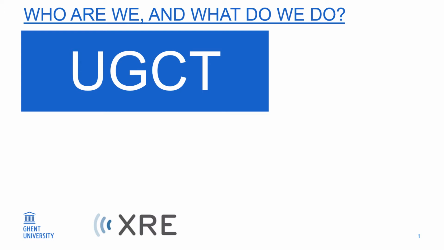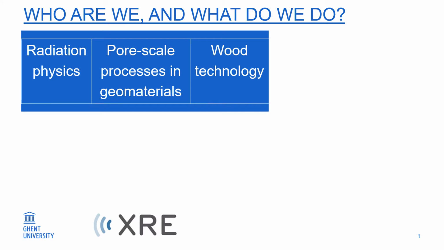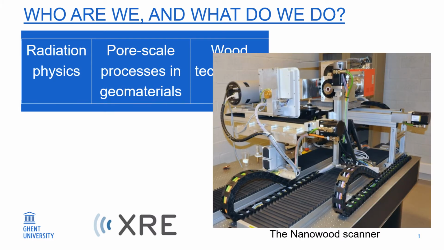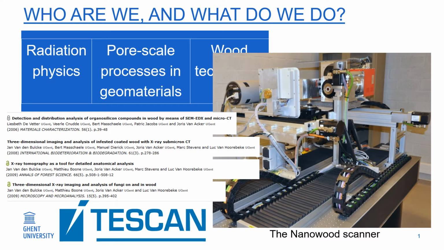First of all, who we are and what do we do? UGCT is a consortium between 3 laboratories at Ghent University: radiation physics, full-scale processes in geomaterials, and wood technology. We also have a spin-off company, XRE, that builds our systems. When we joined, we developed a system dedicated to wood science, nanowood. It is very unique. It has 2 X-ray sources, 2 detectors, and can reach resolutions down to 400 nanometers. With it, we were able to build some experience, and in the meanwhile, XRE is now part of TESCAM.